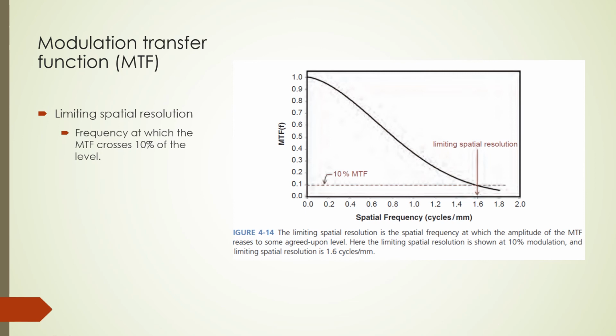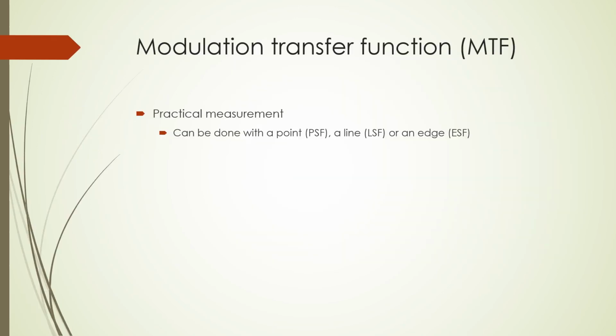Modulation transfer function is a useful measure of true or effective resolution because it considers the amount of blur and contrast over a range of spatial frequencies. The modulation transfer function can also be measured with a point, a line, or an edge aperture. These apertures are described by the point spread function, the line spread function, or the edge spread function.